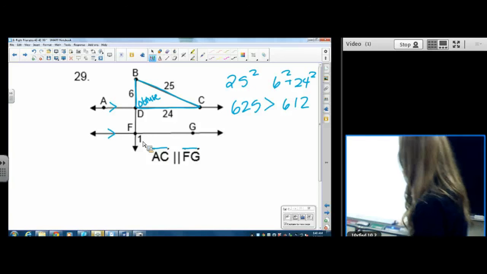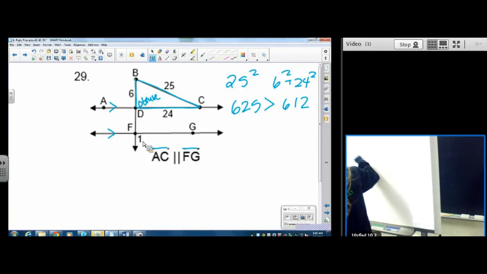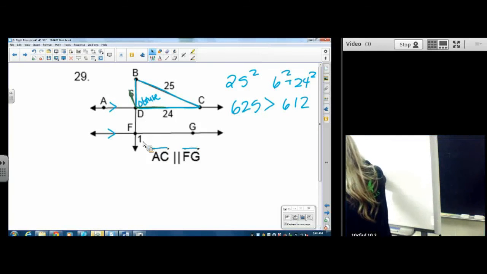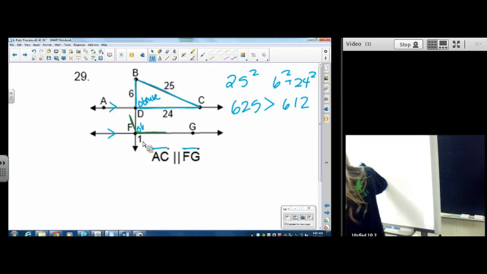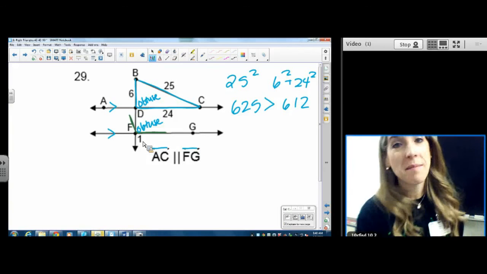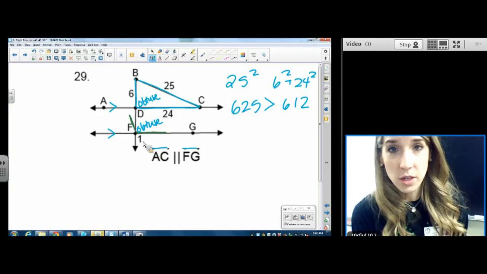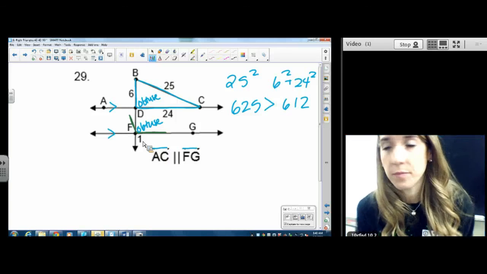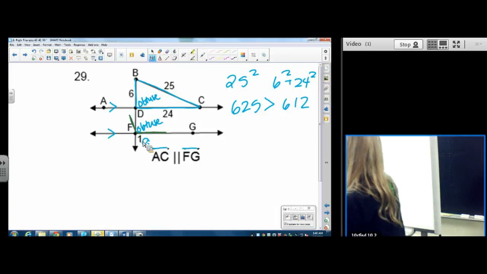So now we need to remember what's true about parallel lines. Remember, if this angle is obtuse, let me draw it kind of obtuse. That is corresponding with this angle. That means this one is also obtuse. And then that angle and angle 1 make a linear pair. Well, if I had a linear pair and one of my angles was obtuse, what would the other angle be? It would have to be acute.